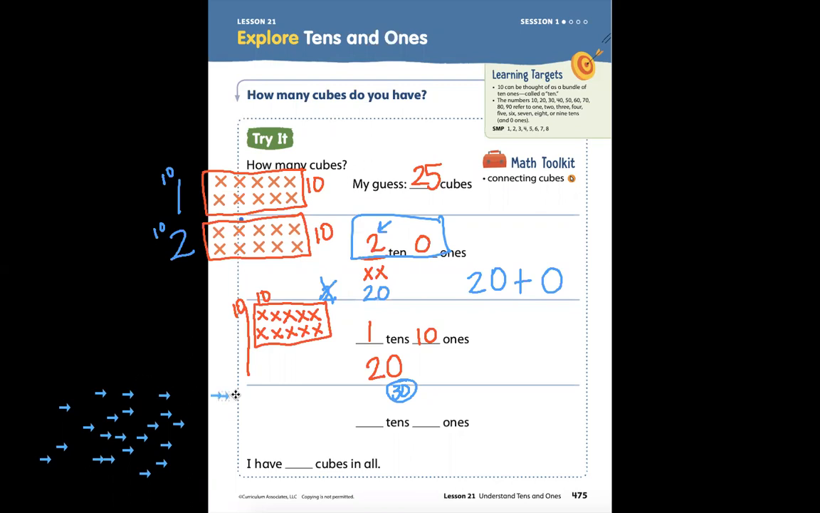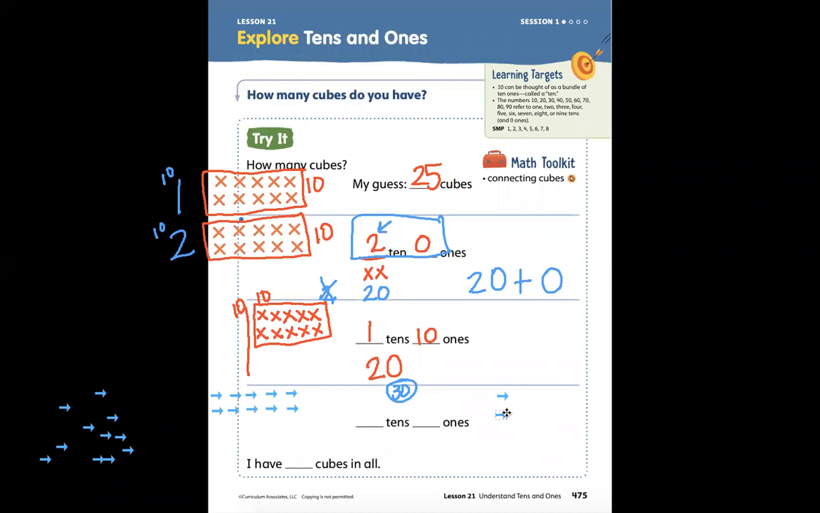1, 2, 3, 4, 5, new line, 6, 7, 8, 9, 10. Ooh, I made a group of 10 there. I'm going to make more over here.